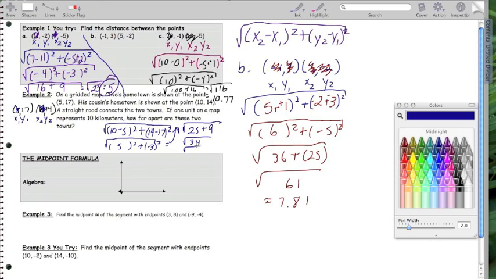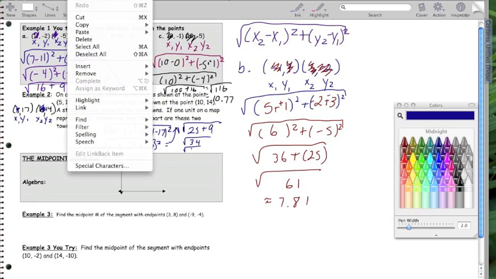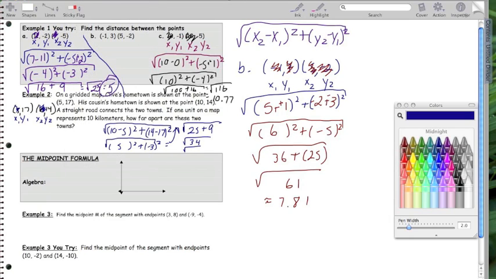And the square root of 34 is 5.83. Oops, not a square root anymore. Square root of 34 is equal to 5.83.